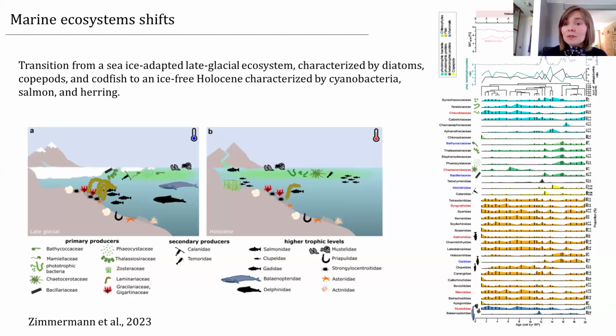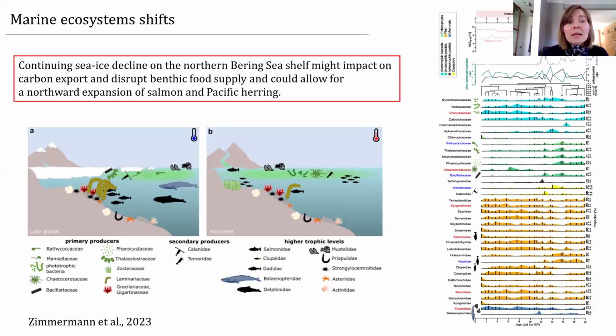In this article there was another graph of the same kind for benthic organisms, and the authors could reconstruct the transition from a sea ice dominated late glacial ecosystem to a more mild, more moderate ecosystem characterized by the presence of different organisms, in this case cyanobacteria, salmon, and herring. And they also tried to make some conclusions for the future based on these records and this data, on how the food supply and food webs change, and can modify the environment and the ranges of the species that were present in the area.